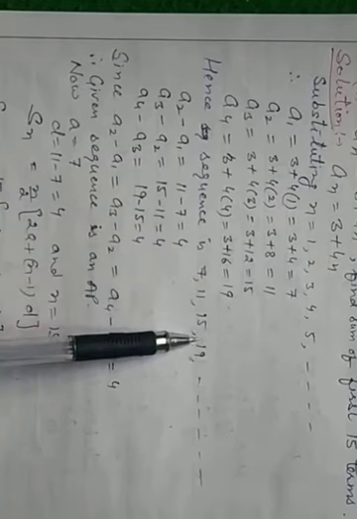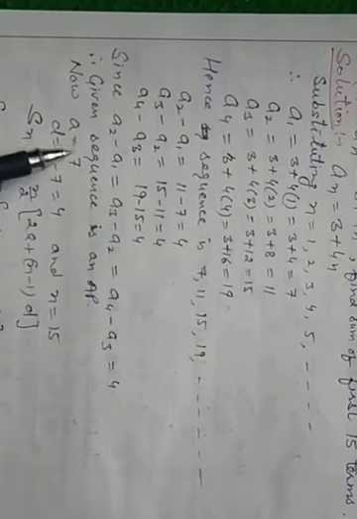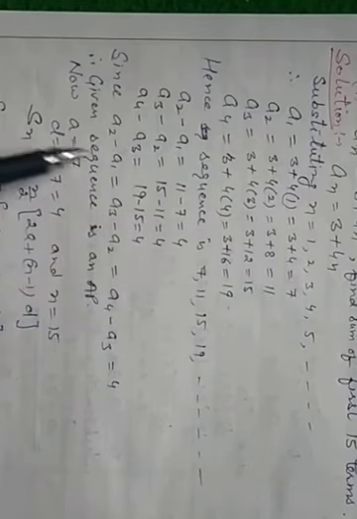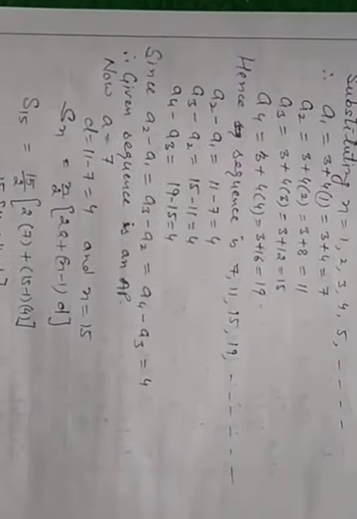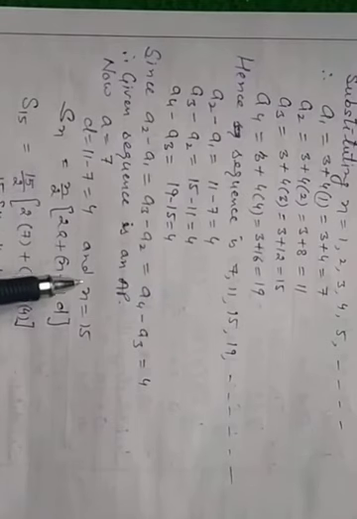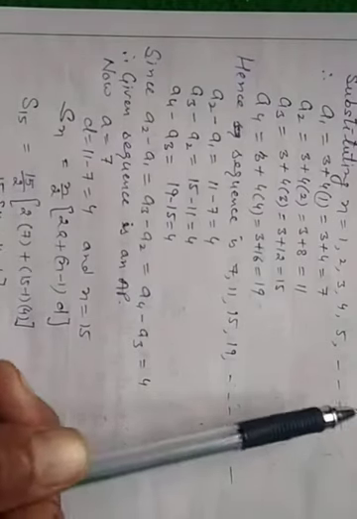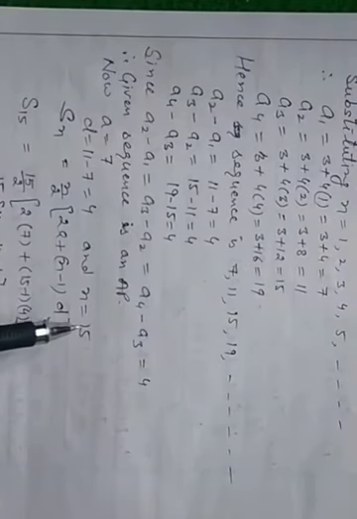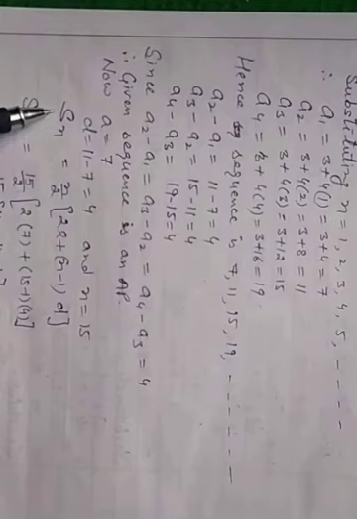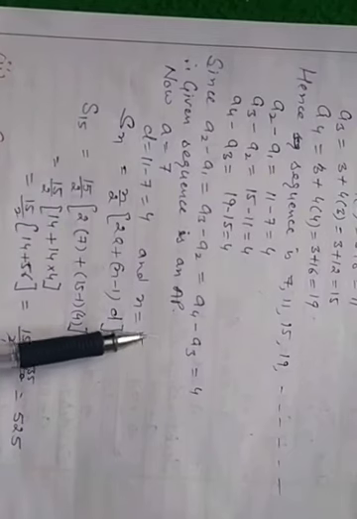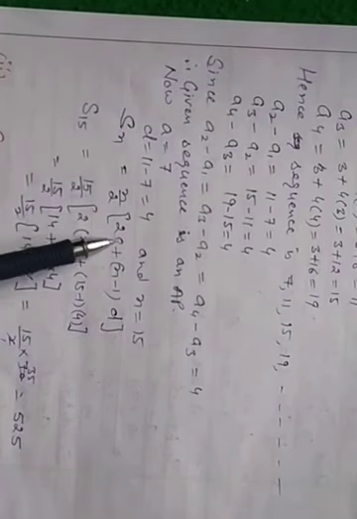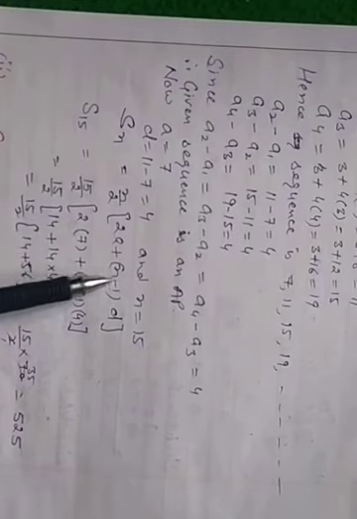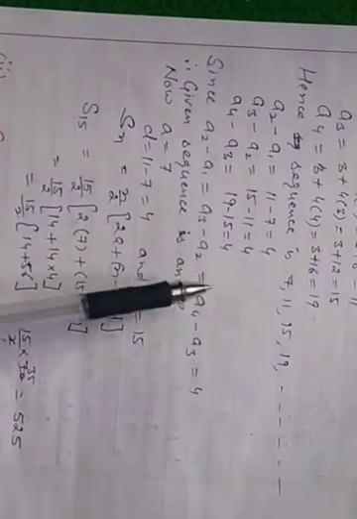It is an AP. What is the first term? 7. Common difference d is 11 minus 7, which is equal to 4. How many terms? We have to find the sum of 15 terms, as it is in the question. So n is equal to 15. The formula to find the sum: Sn is equal to n by 2 into 2a plus n minus 1 into d. S15 is equal to 15 by 2, bracket 2a, where a is 7, plus 15 minus 1 into d. The common difference is 4.